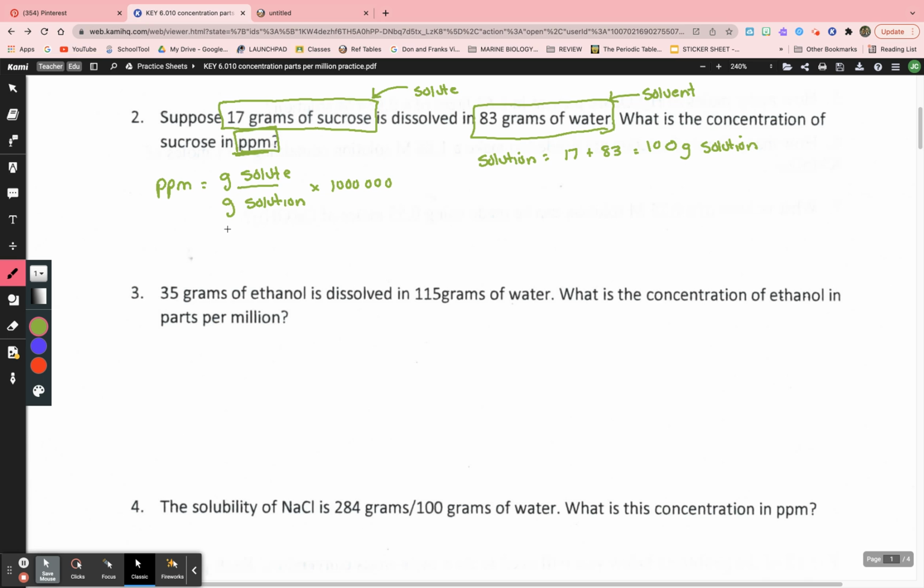Okay, so the grams of solute was 17 grams. The grams of solution was 100 grams. Multiply that by a million, and you will get 170,000 parts per million. Okay, that's number 2.